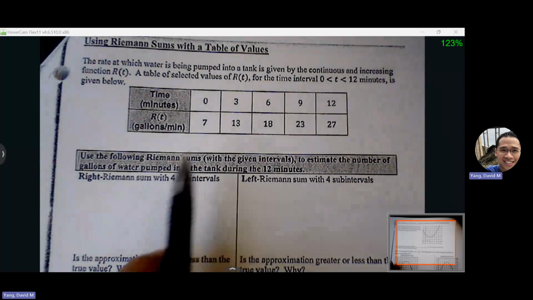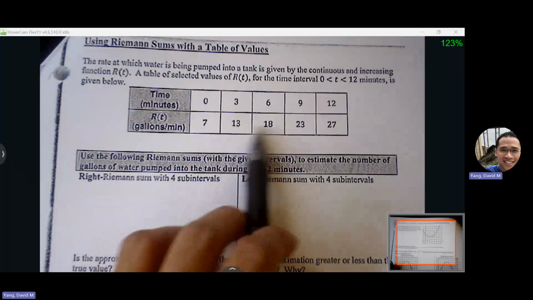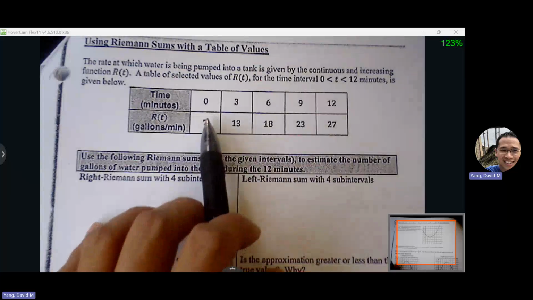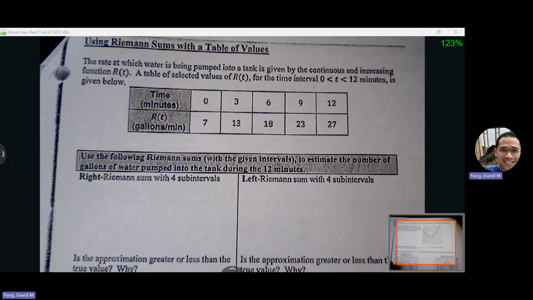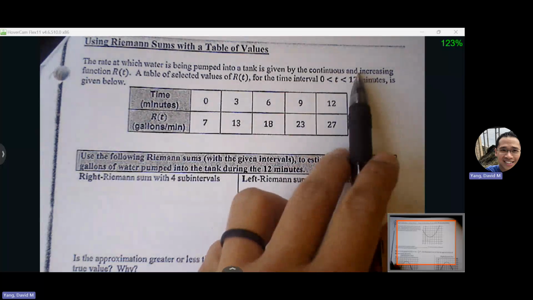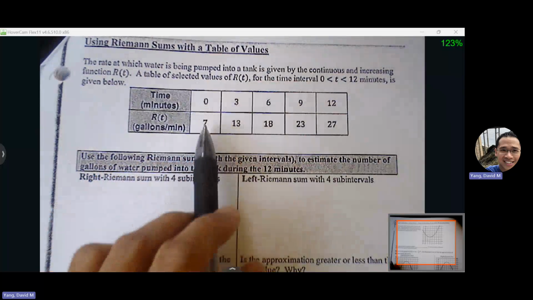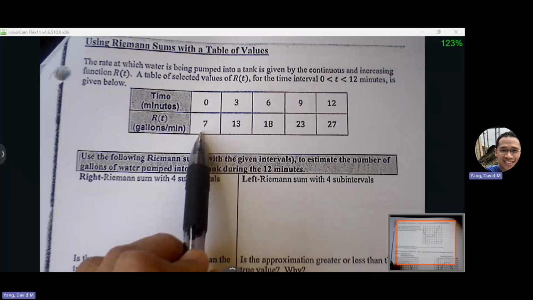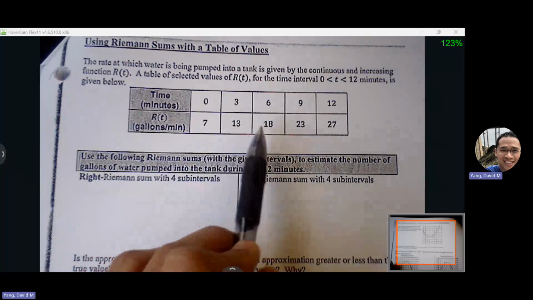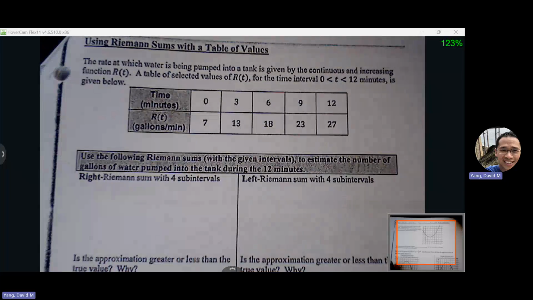Okay, so these are just some ordered pairs here. We don't know what's happening between the points, but we do know that all these points are connected in a smooth curve all the way through. And it says that it's continuous and increasing. So the rate at which water is being pumped into the tank starts off at 7 gallons per minute, then 13, then 18, then 23, and 27. So the rate keeps increasing, so we know that more and more water is being pumped into that tank.